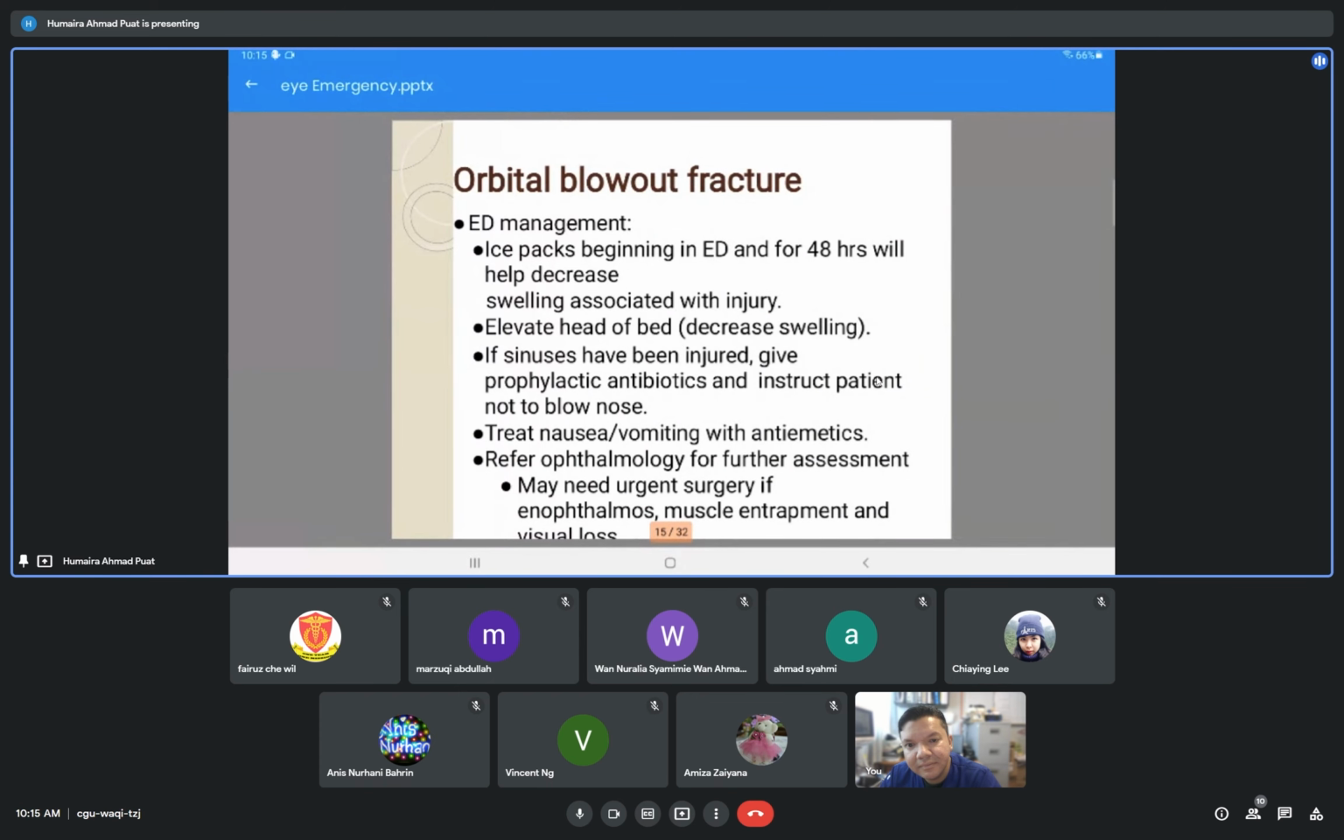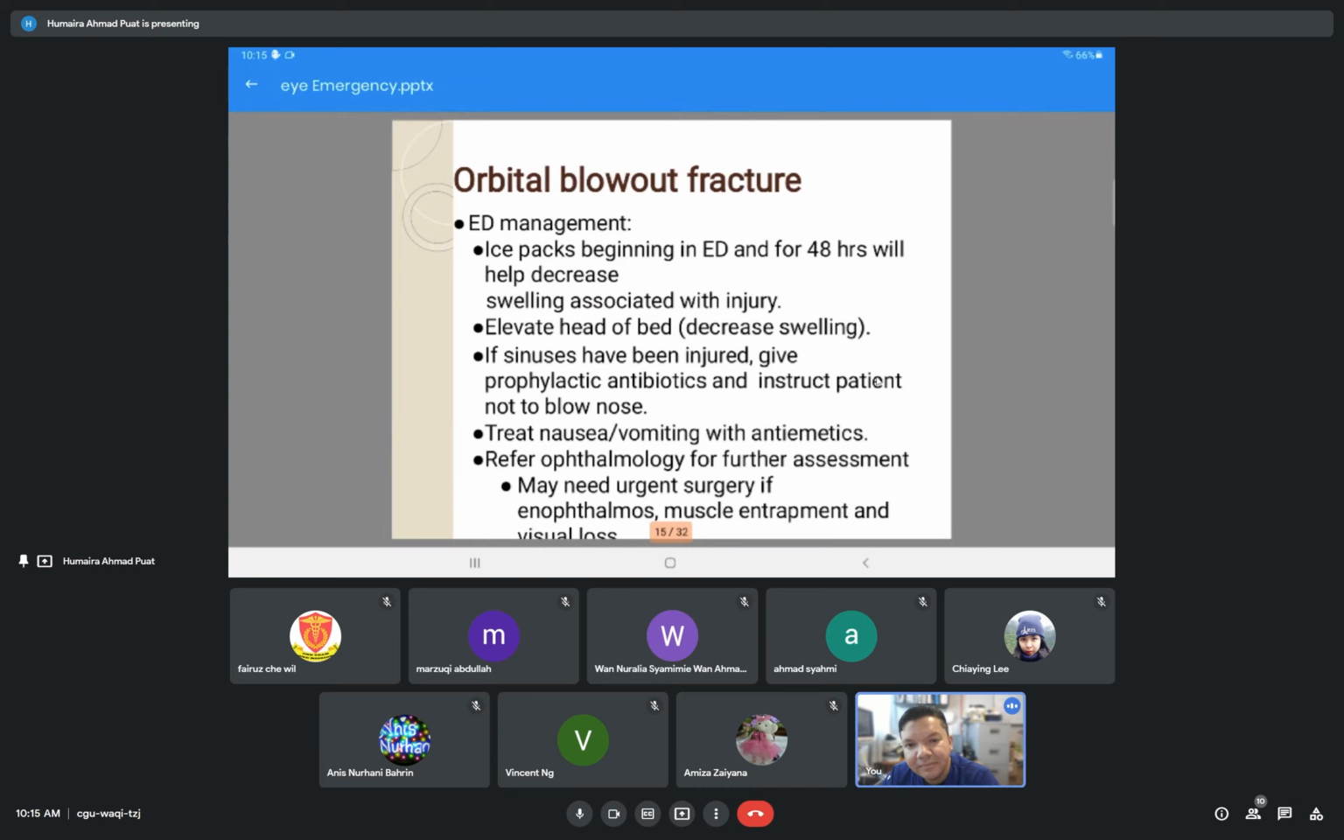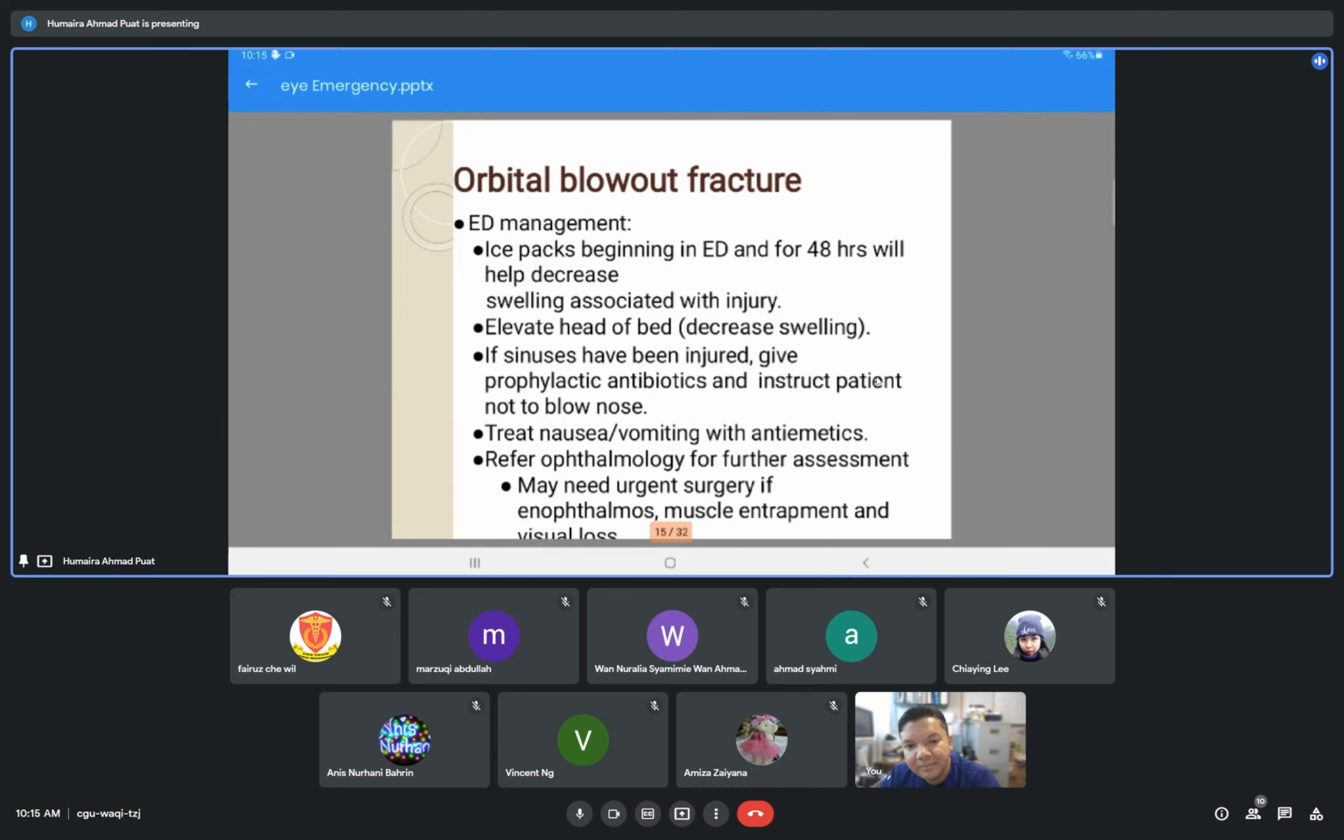Usually, the management we can give ice pack at the beginning, and then for the first 48 hours, this will help to decrease the swelling associated with the injury. And then we can prop up the bed. If sinuses has been injured, we can give prophylactic antibiotic and instruct the patient not to blow the nose. And then we can treat the nausea vomiting using the antiemetic. And then after that, we can refer to ophthalm for further assessment.